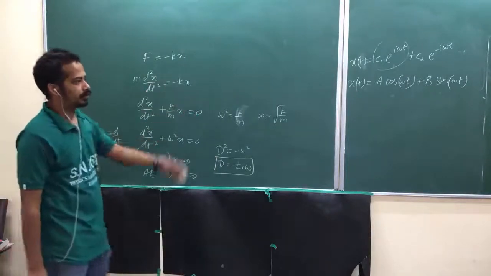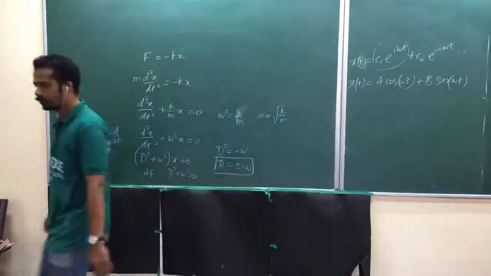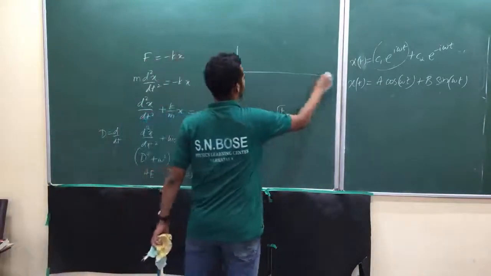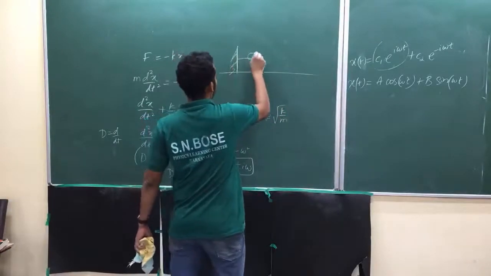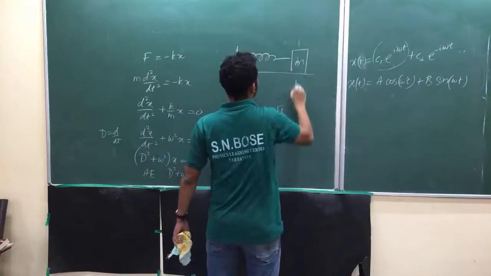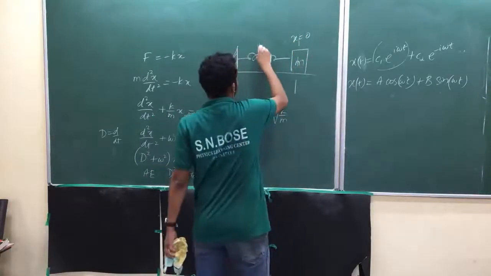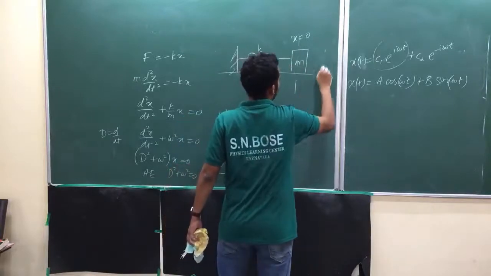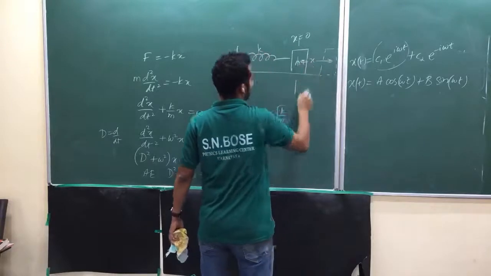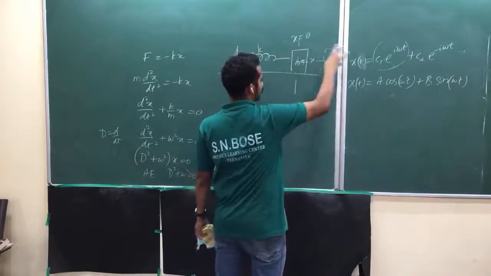Now how do you find that A and B? You need initial conditions. To define initial conditions, you first have to define the system. Am I right? We haven't defined the system at all. Suppose I have a spring where a mass is attached here. This is x equal to 0, the mean position, the rest position. When I displace this by x, a displacement from the mean position, and leave it, it will do simple harmonic motion.